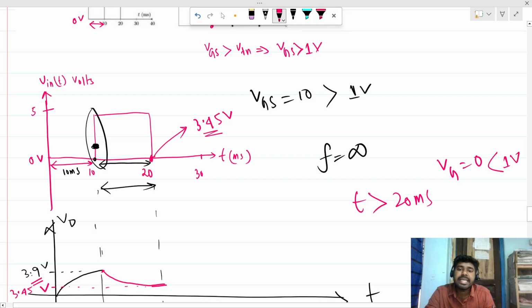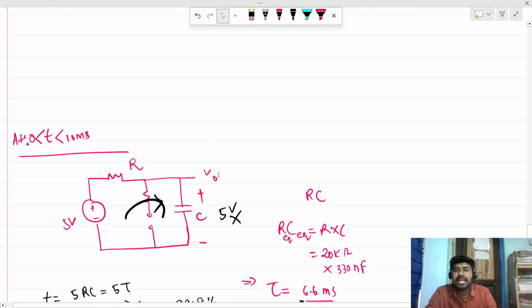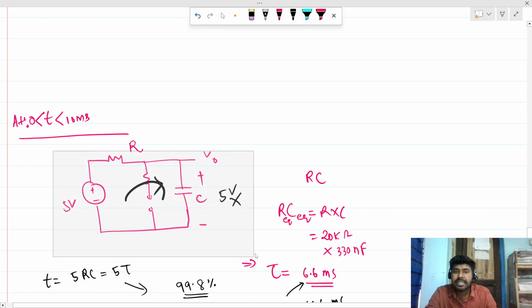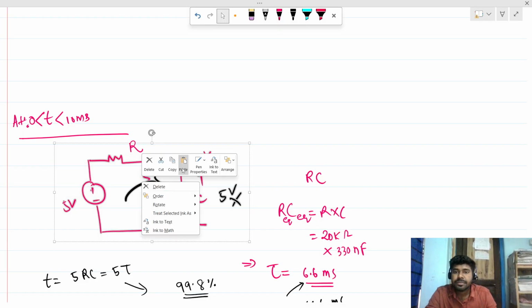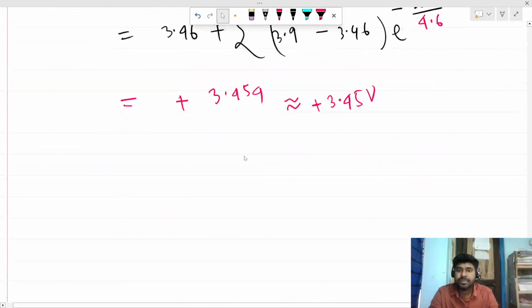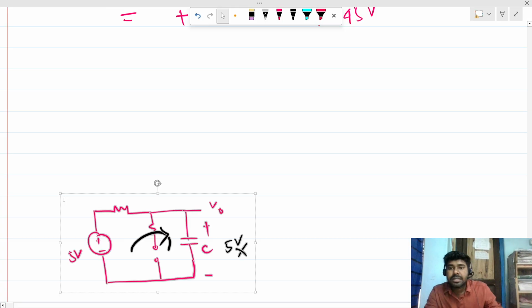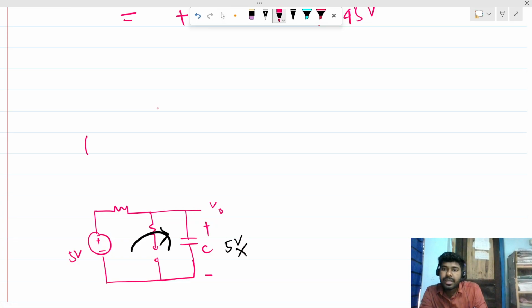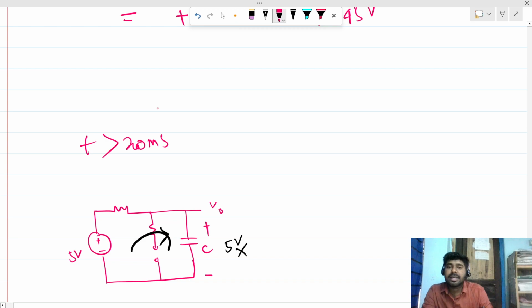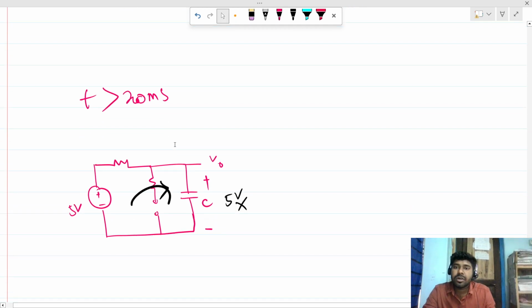So the MOSFET is again off. Then the picture will be looking like that, right? Again the picture will be looking like that. Copy, I am doing paste here. Okay, so now at t greater than 20 millisecond, the switch is never turned on.